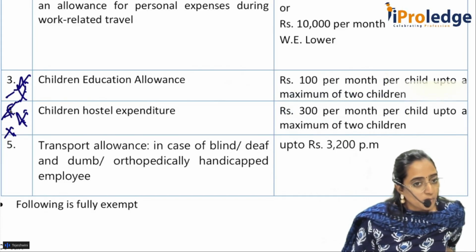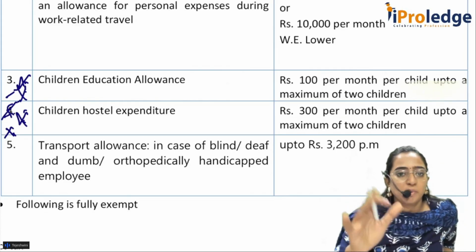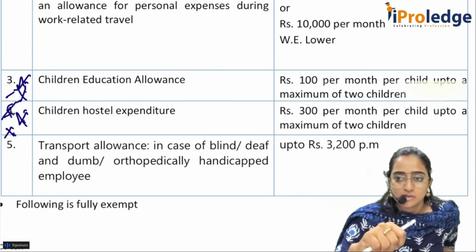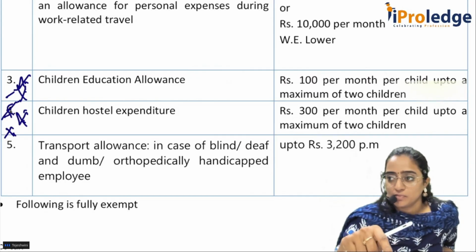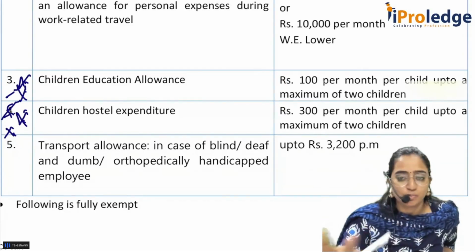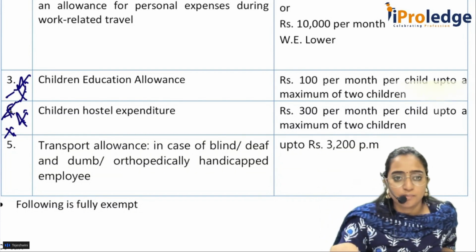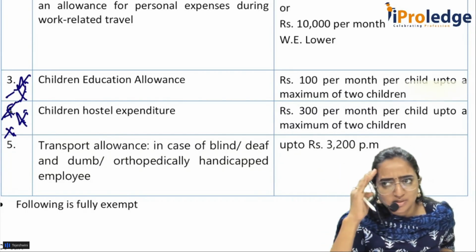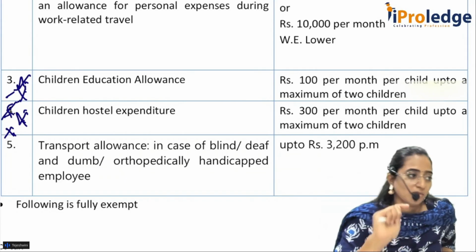As of now, the provision is 100 rupees per month per child, maximum of 2 children. They will give in the question: she has 1 child and that 1 child is an adopted child. Will that make any difference? No, that is not making any difference. No such provision states that you have to take it for your own children or adopted children only. Even in the question, they give it in the bracket, adopted child. Don't get confused. What should I do? Nothing. 100 rupees per month per child is the exemption available.